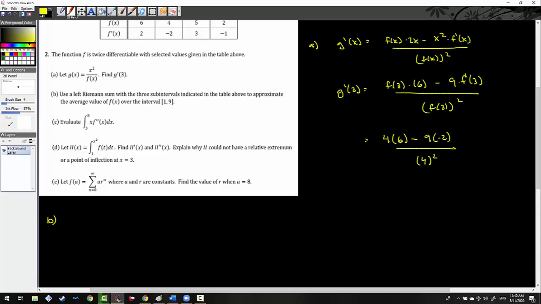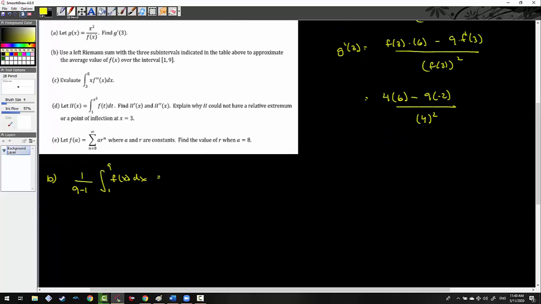Part B. Use a left Riemann sum with 3 subintervals to approximate the average value of f of x over the interval 1 to 9. Most important word here is the word average. 1 over b minus a, so 1 over 9 minus 1 times the integral from 1 to 9 of f of x dx. Well, what is that going to be? Well, I'm going to go and draw out the graph, just because I like drawing graphs when it comes to Riemann sums, but some of you might find that slow. I understand. Go ahead and speed past me if you think I'm moving too slow.